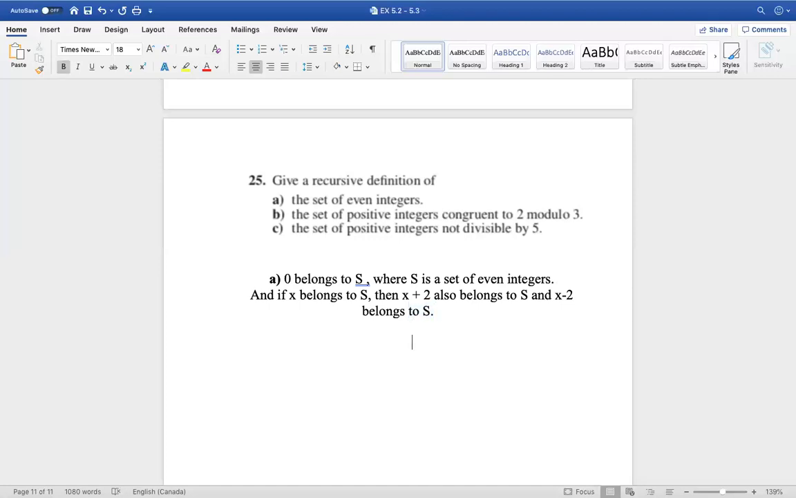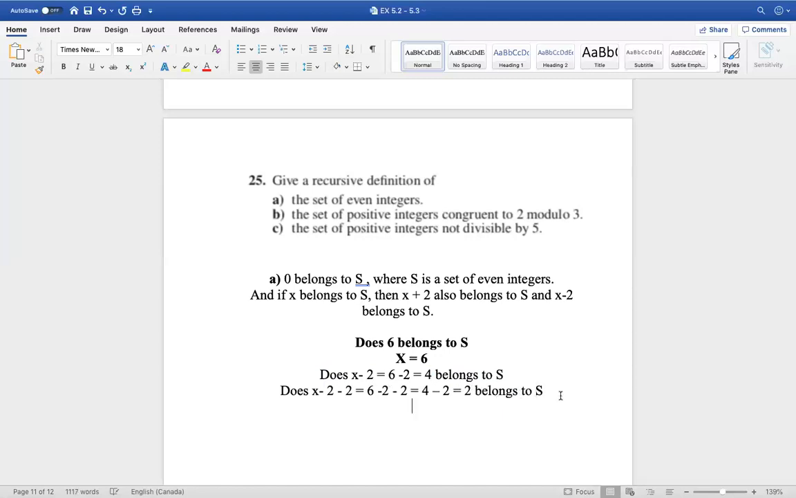So if I want to know, for example, whether 6 belongs to S, which is a set of even integers, then we go back to x minus 2. Here our x is 6, right? So we ask, does x minus 2, which is 6 minus 2, which is 4, belong to S? But we don't know if it belongs there or not. So we go one step further. Does 6 minus 2 minus 2, which is 4 minus 2, which is equal to 2, belong to S? But we don't know if 2 belongs to S or not. So we go down one step further.